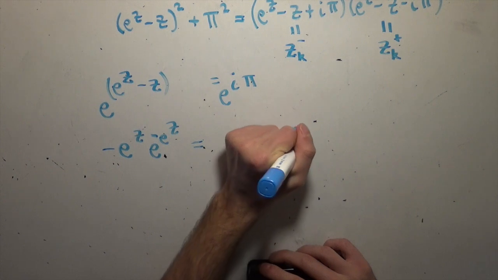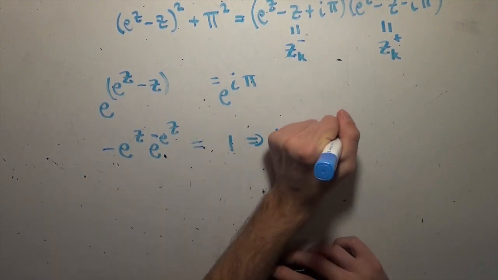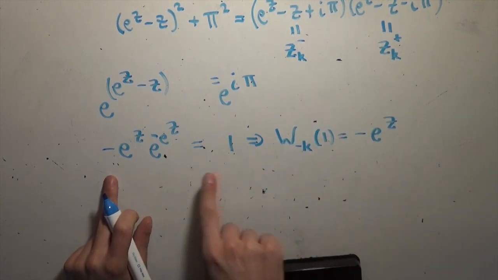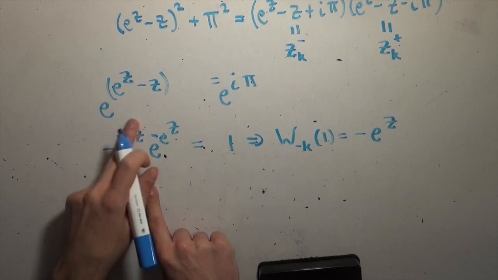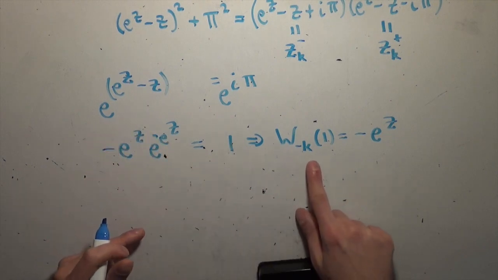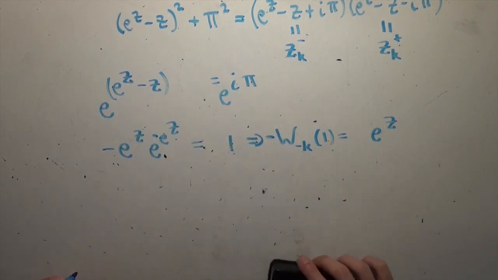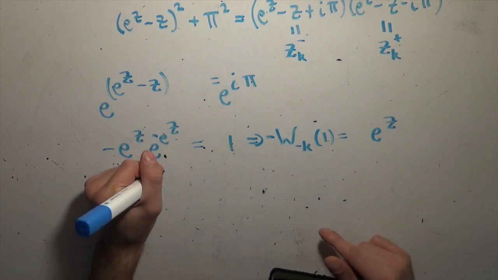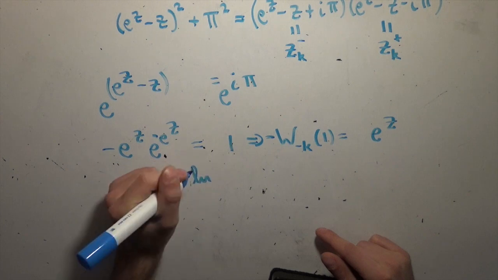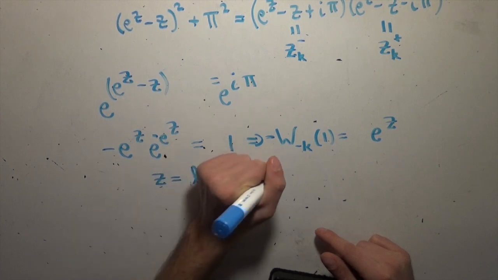So we're going to do Lambert W sub negative k of 1 is equal to negative e to the z, right? Because we applied it to both sides of the equation, it cancels with this side, leaving us with just the thing that's being multiplied and in the power, and then we have w there. So we're going to multiply both sides by negative 1, like so, and then we're going to take the logarithm of both sides. So we're going to have z is equal to the logarithm of negative w of minus k of 1.